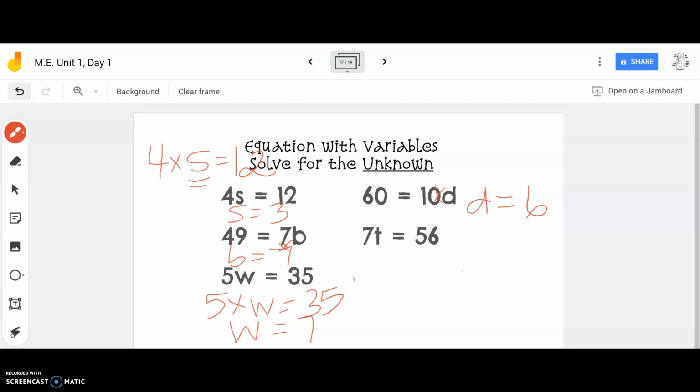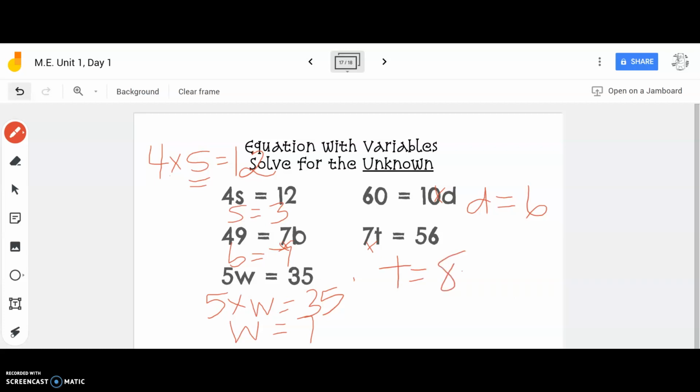7t equals 56. There's an invisible x in there, so 7 times t equals 56. I was working through a problem with Jasper. This is the hardest fact for me for some reason. But if I skip count by 7: 7, 14, 21, 28, 35, 42, 49, 56. There are 8 7s that equal 56.